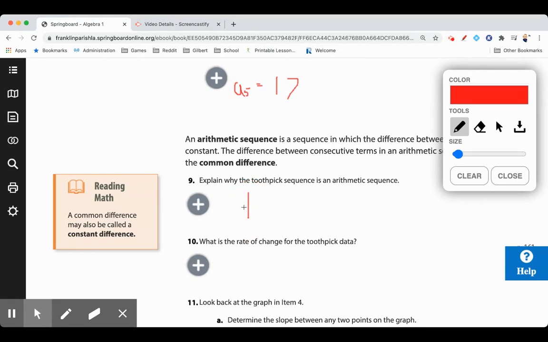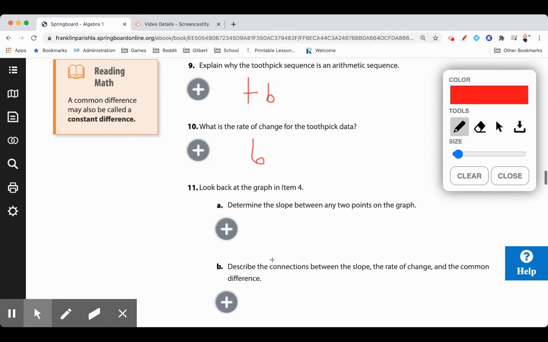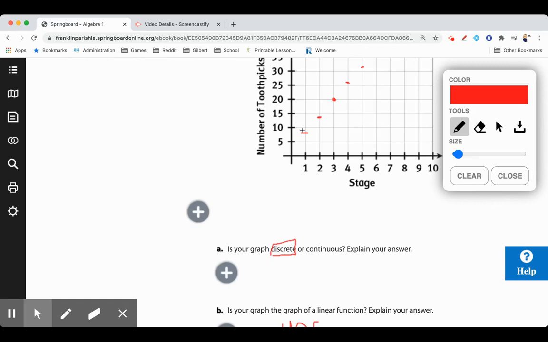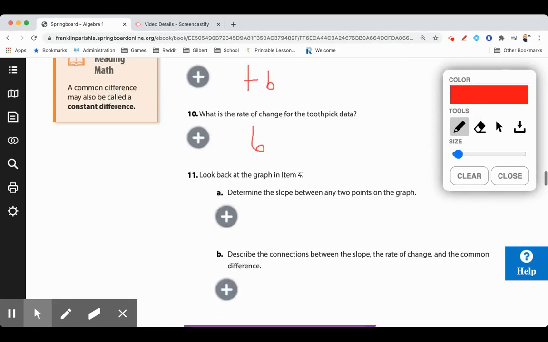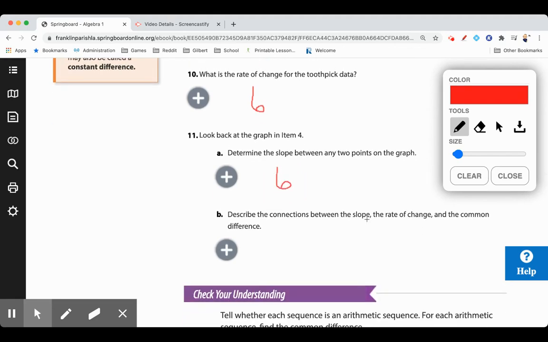It increases by 6. What is the rate of change? 6. For the toothpick data, it changes by 6. Look at the graph in number 4. What's the slope between any 2 points? It went from 8 to 14 over 1. The slope is also, remember, common difference 6. Describe the connection between slope, rate of change, and common difference. They're the same thing. Slope, rate of change, common difference, constant of variance.